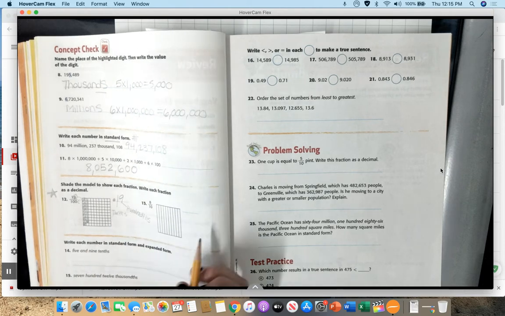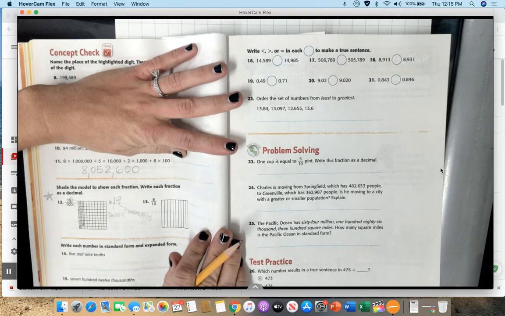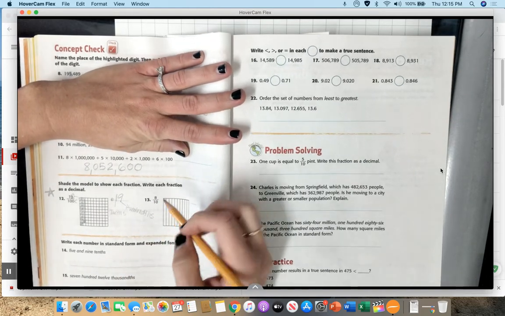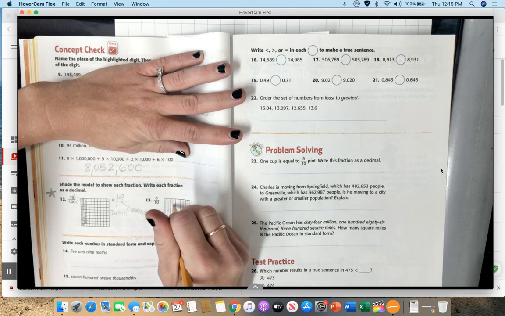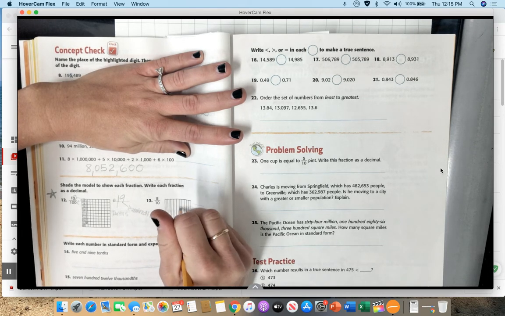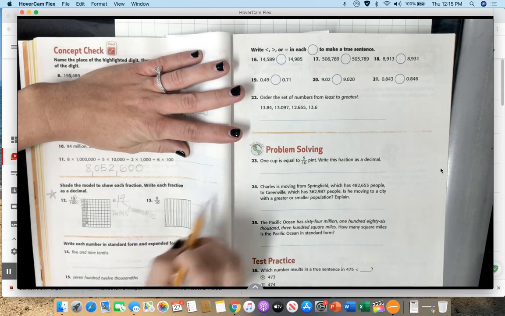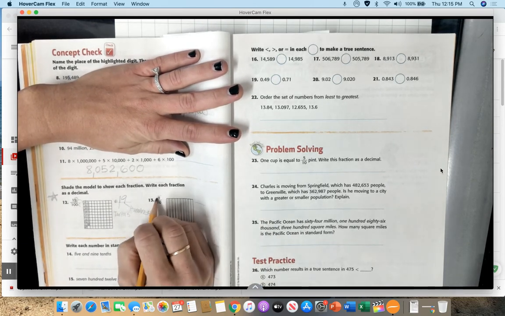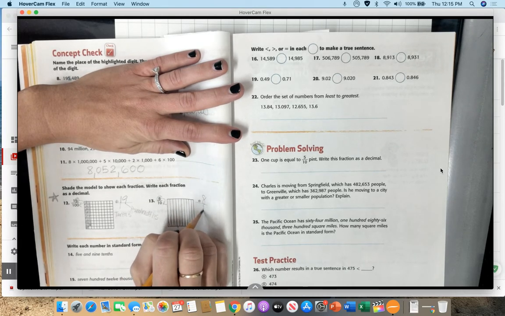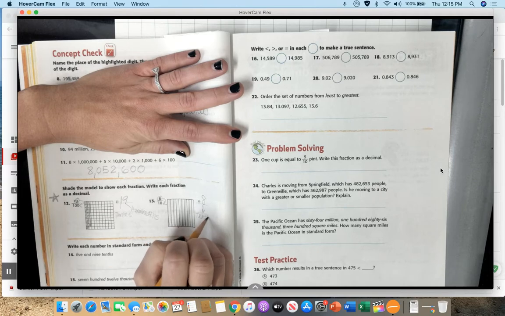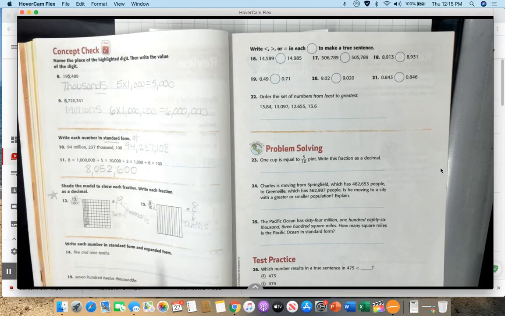Number 13, we have 8 out of 10, right? So I would need to shade 8 out of 10. So that's 1, 2, 3, 4, 5, 6, 7, 8. Now I need to write that as a decimal. That means I have an 8 sitting in the tenths spot. So that would be 0.8 because this is the tenths place in our place value chart. And there we go.